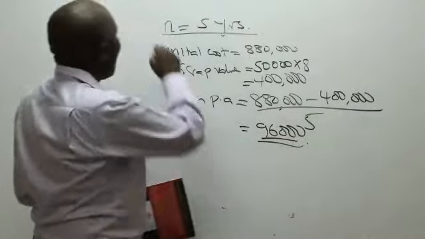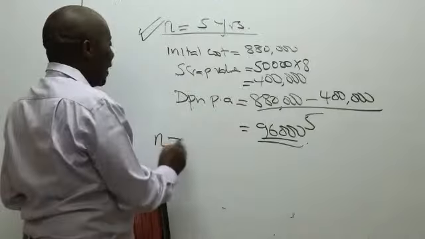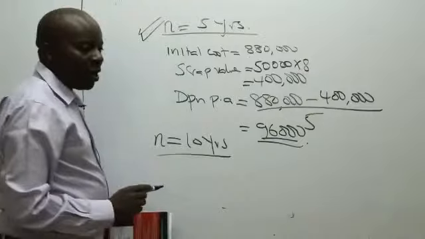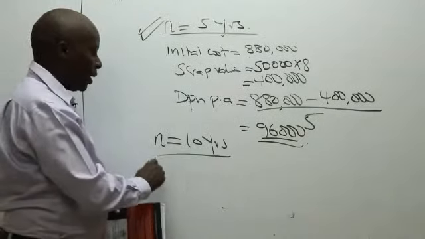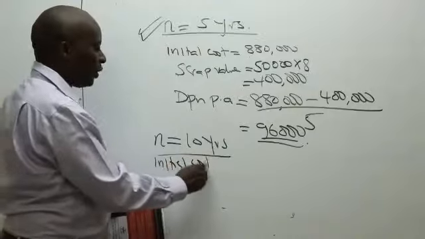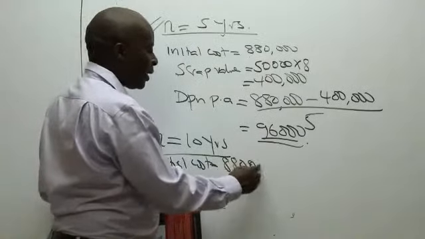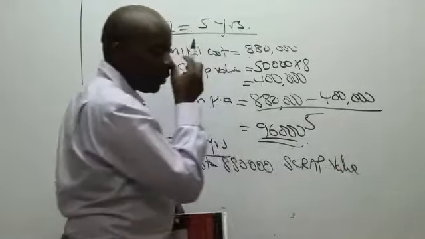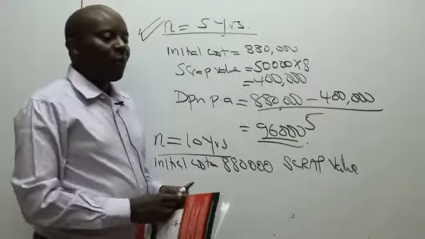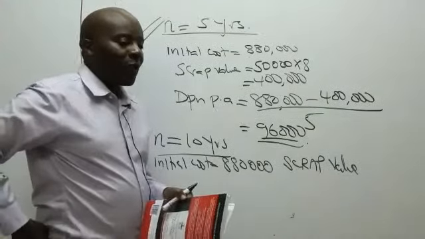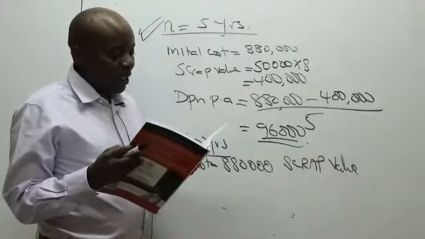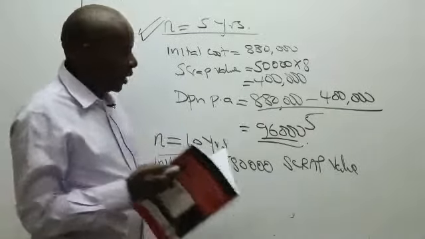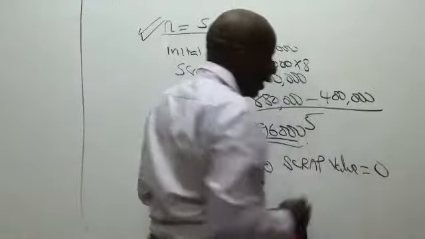Now, how about this other scenario when n is 10 years? Are you able to see the metrics now? When n is 10 years, I know that the initial cost of these computers will still be 880,000. How about the scrap value? We have been told in paragraph number 3 that the computers are expected to last for 10 years, after which they'll be obsolete with 0 resale value. So resale value or scrap value is 0.